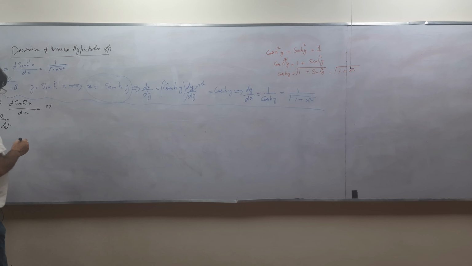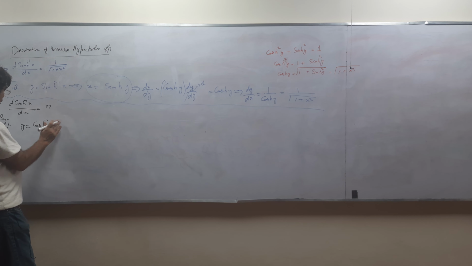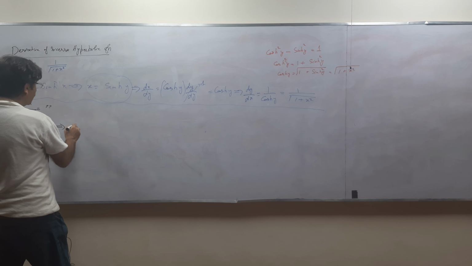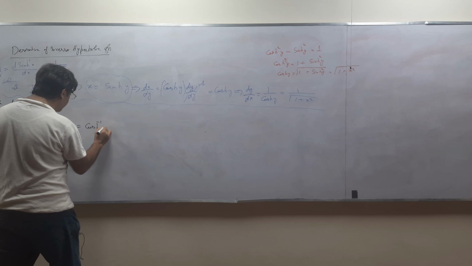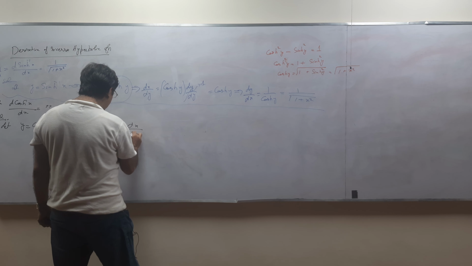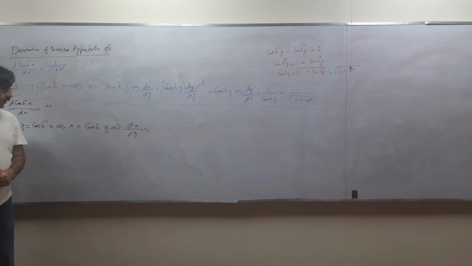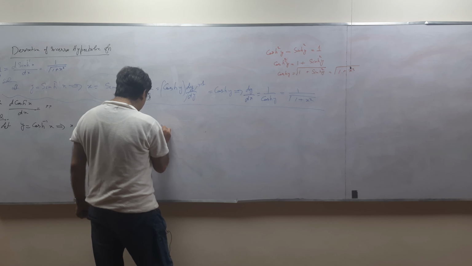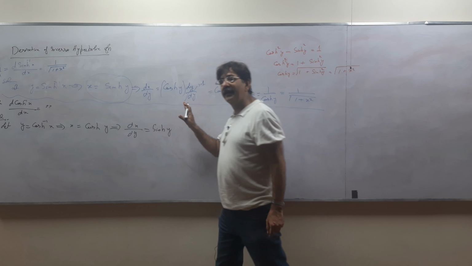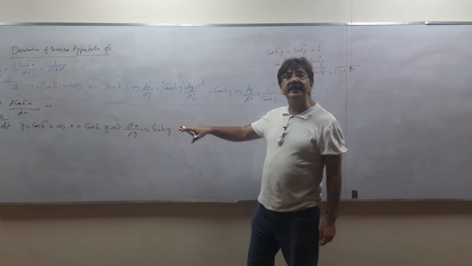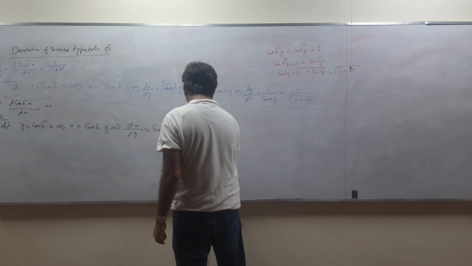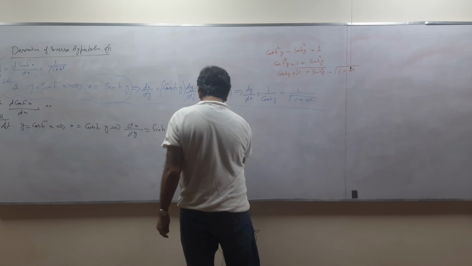So let y equal to cos hyperbolic inverse x. This implies that x is equal to cos hyperbolic y. Then dx over dy: what is the derivative of cos hyperbolic? It is not minus sine, it is sine. So that will be sine hyperbolic y times dy over dy, which is equal to 1, so I don't need to mention it again. This implies that dy over dx will be equal to 1 over sine hyperbolic y.